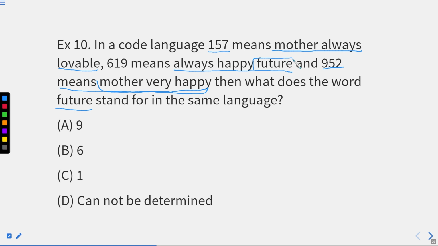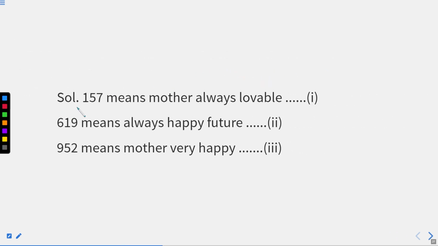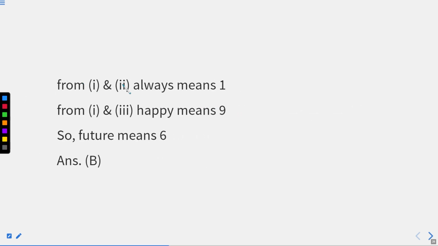Now we need to understand what is the exact word for future. We are going to use the same concept. 157 means this. 619 means this. 952 means mother very happy. We have 3 points, right? Now from the first two, "always" means 1.